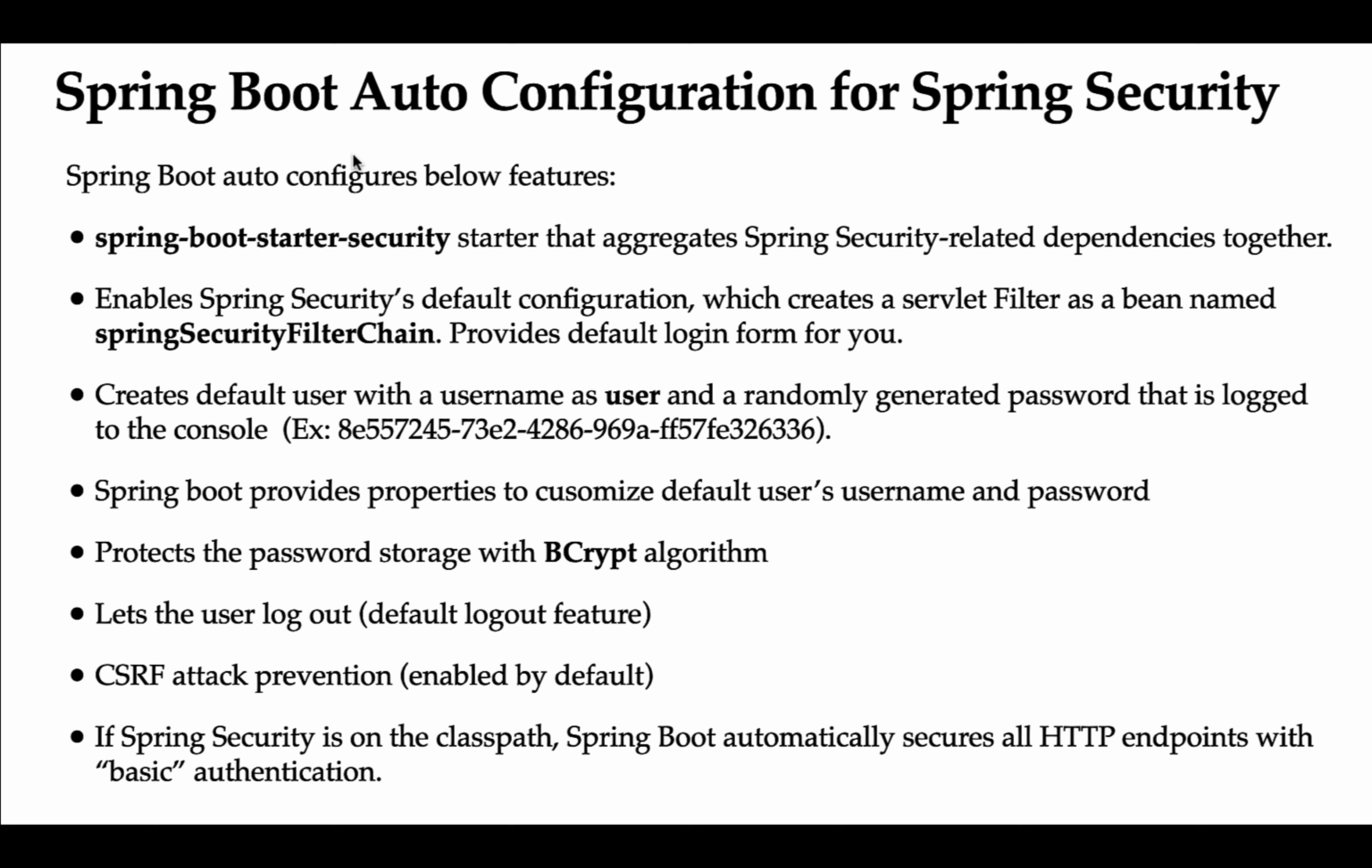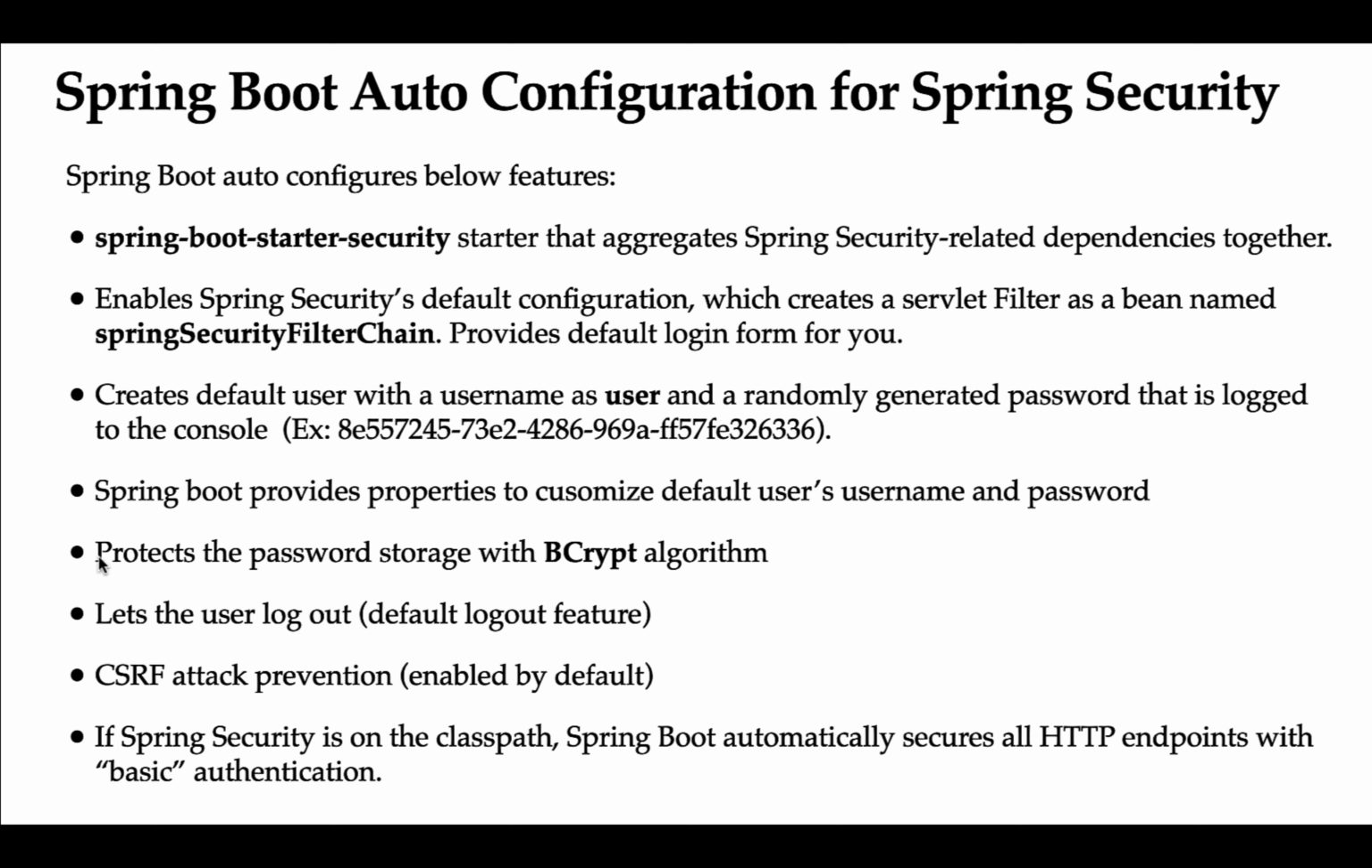Next, Spring Boot auto configuration provides a default user with a username as user and a randomly generated password that is logged to the console. Okay, so Spring Boot automatically provides one default user just to check the Spring Security default configuration. Okay, next, Spring Boot provides a couple of properties to customize the default user's username and password. Well, by default, Spring Boot provides a user with a username as user and a randomly generated password, but we can customize the username and password of this default user by using Spring Boot provided properties. This we will see a bit later.